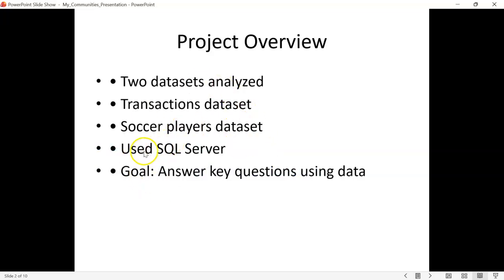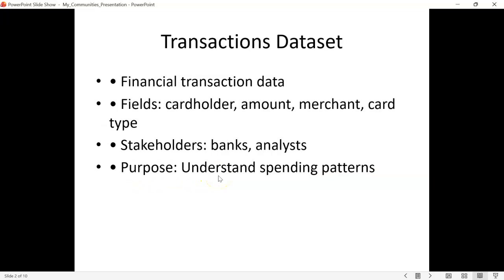I used SQL, and the goal is to answer key questions using the data. Now I have two data sets, two communities. The first one is the transaction data. It contains the financial data, the fields being cardholders, amount, merchants, and card types. The stakeholders are the banks and analysts, and the purpose is to understand spending patterns.